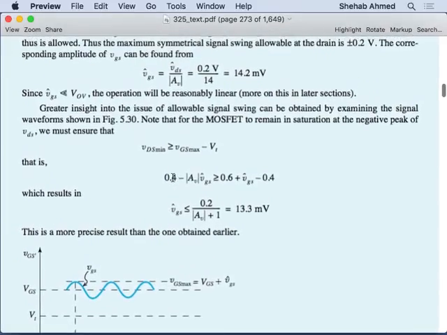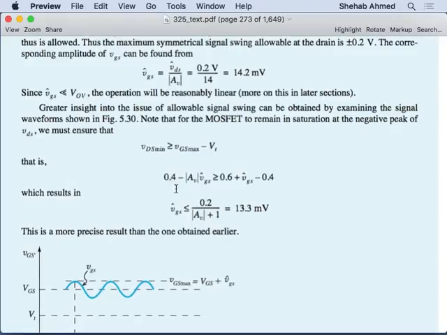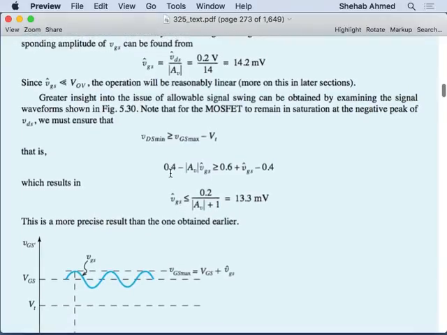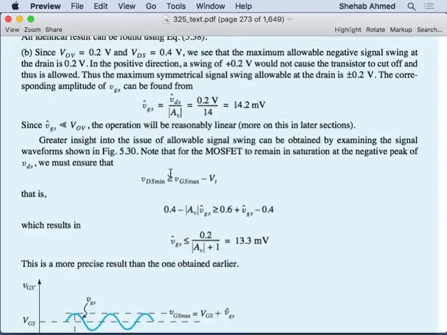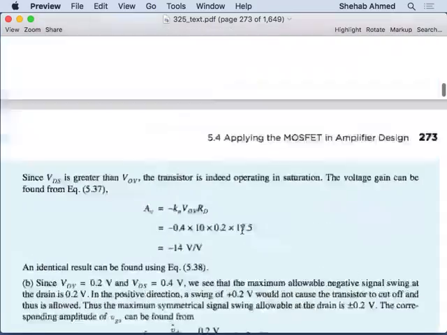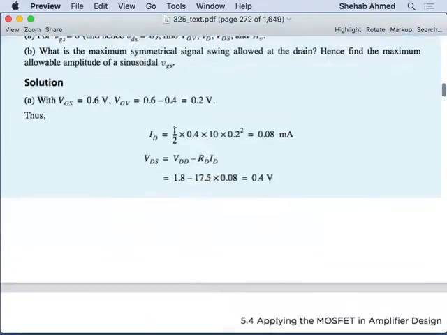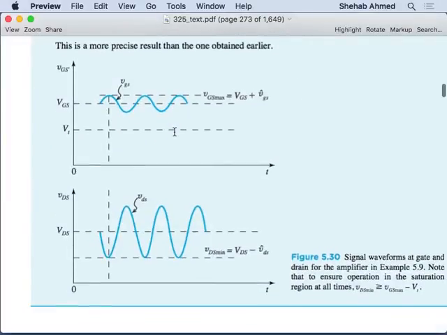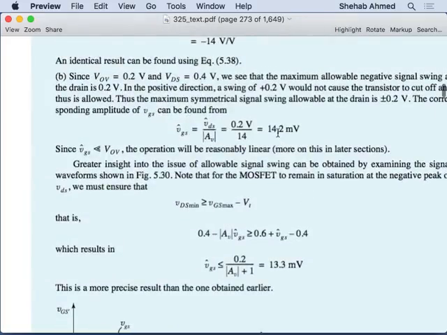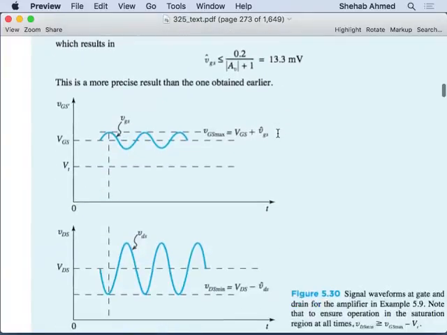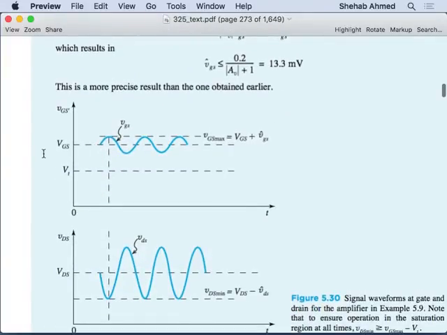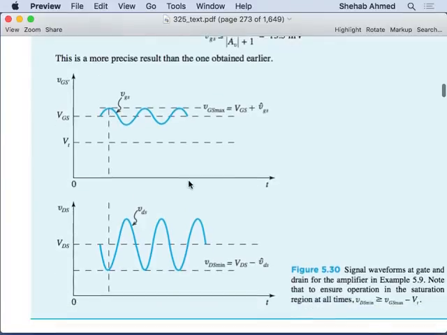So they calculated the corresponding minimum value for VGS from the equation. No, they didn't ask this. They were just asking about the maximum symmetrical signal allowed at the drain. Find the maximum allowable amplitude of the signal. No, we did that. The maximum allowable amplitude is 14.2 millivolts above my DC operating point. Right? My DC operating point VGS was a certain value. I can go 14.2 millivolts above that.